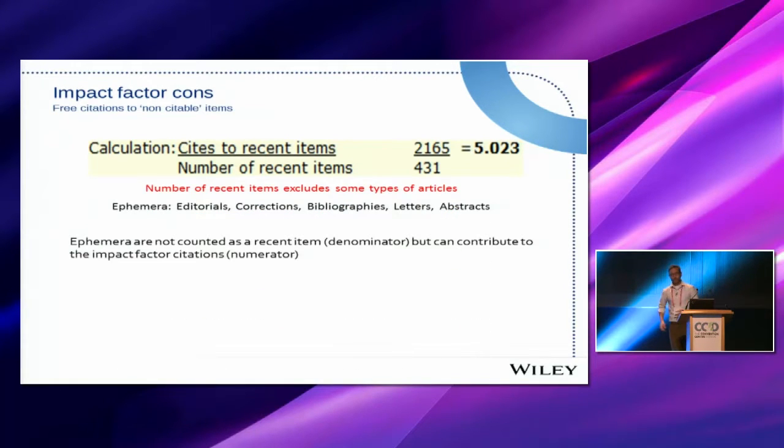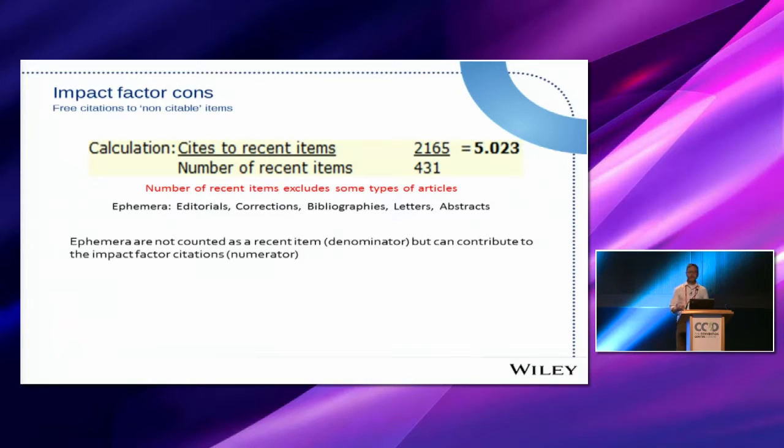Also, there are free citations. So we talked about substantive items briefly before. Now, not all articles are actually included in the denominator of the impact factor. So it excludes editorials, corrections, biographies, letters, and abstracts. Now, the problem is, if they get cited, they do count towards the numerator. So what happens then? You get free citations.